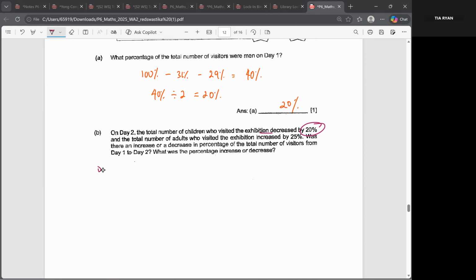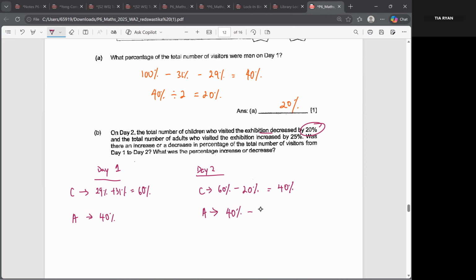So we know that the children decreased by 20%. Children at first, day 1, what was it? 29% plus 31%, so 60%. Agree? This is for children. How about adults? 40%. Agree? How about day 2? Children decrease by 20%, so children becomes 60% minus 20%, which is 40%. Agree? And adults, 40% plus 25% equals 65%. Agree or disagree?